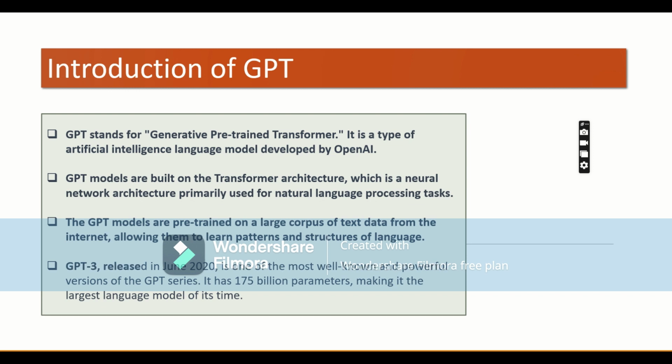GPT-3 was released in June 2020. It is one of the most well-known and powerful versions of the GPT series, and it has 175 billion parameters, making it the largest language model of its time. 175 billion parameters, that is too much actually. Some other tools are trained with some million data, but this GPT is trained with 175 billion data. And the new GPT-4 also came to market recently, and its training data is more than GPT-3.